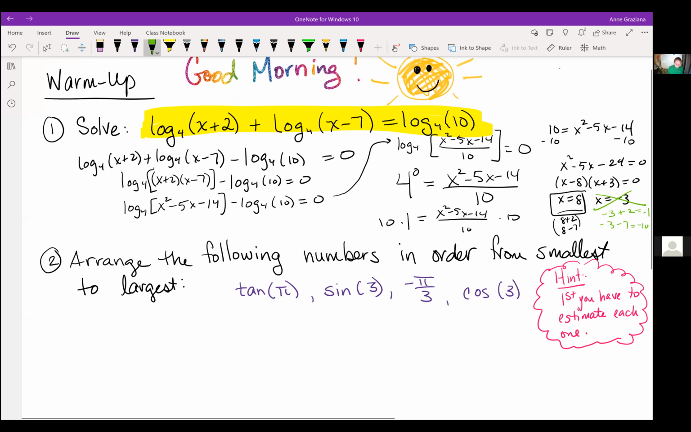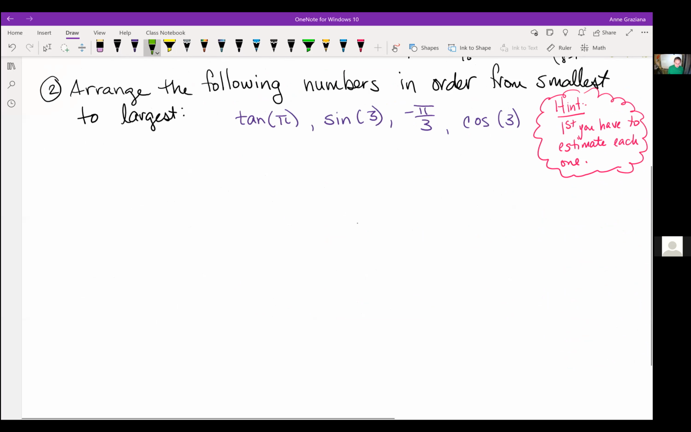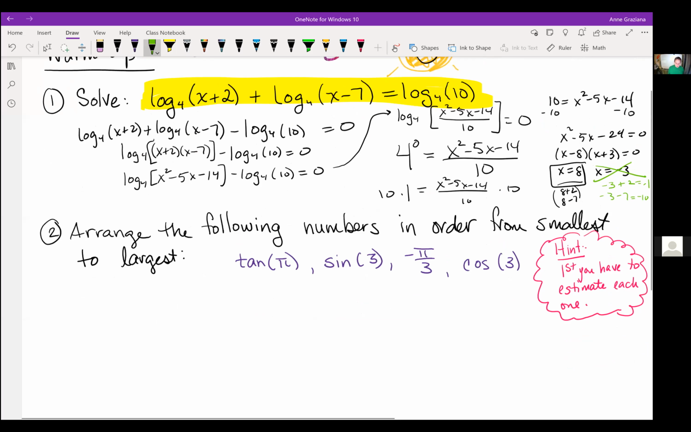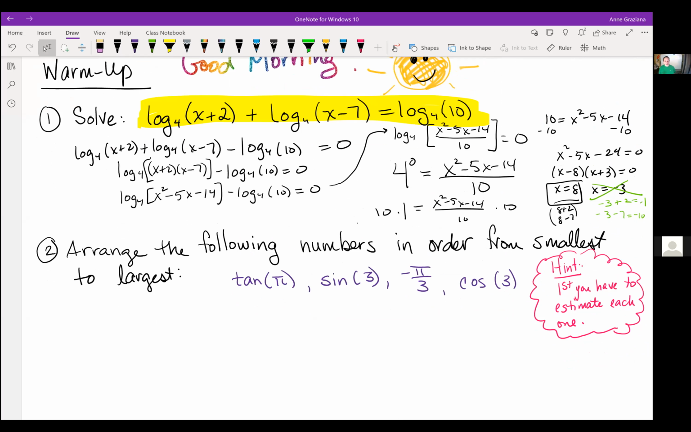All right, now for number 2, I'll just leave that there so you can see it on the recording, all the work. Now, number 2, you have 4 different numbers. Please recognize that these are just numbers. That's all they are. And we need to get what they are approximately, and then we can put them in order, okay?